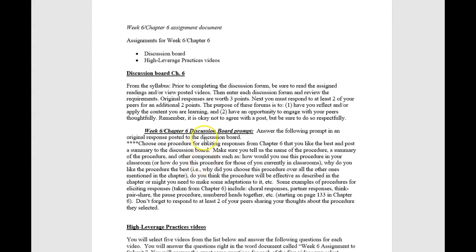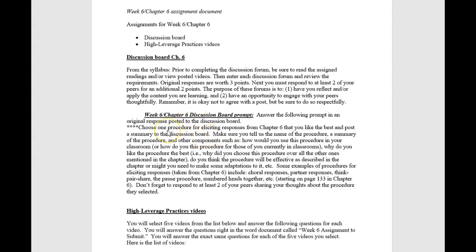Okay, so for the discussion board, I want you to answer the following prompt in an original response posted to the discussion board. And remember, for chapter 6, you do need to respond to your peers. Chapter 4, you did not have to, but chapter 6, you will respond to your peers. Okay, so the prompt is: choose one procedure for eliciting responses from chapter 6 that you like the best and post a summary to the discussion board.